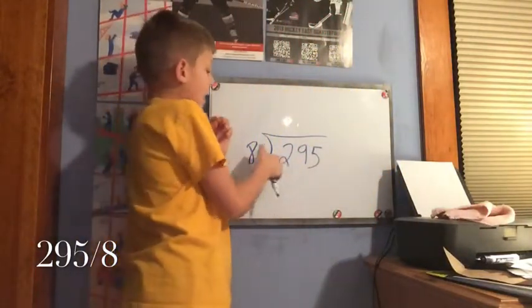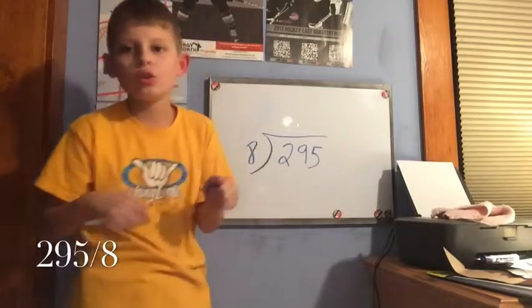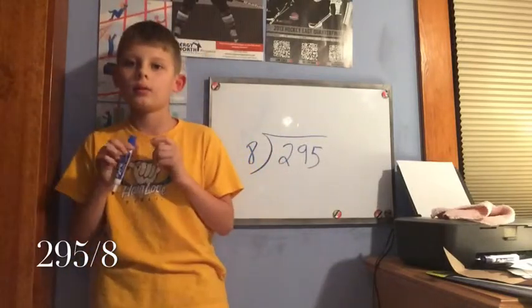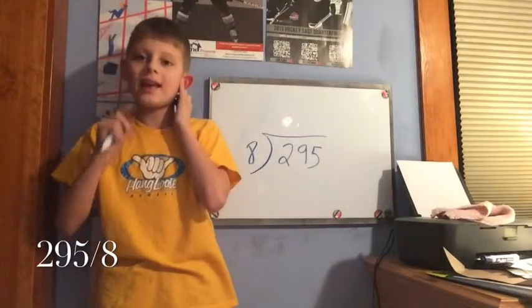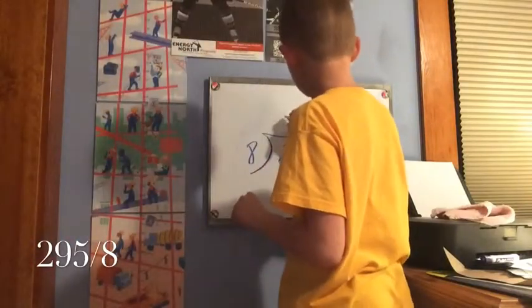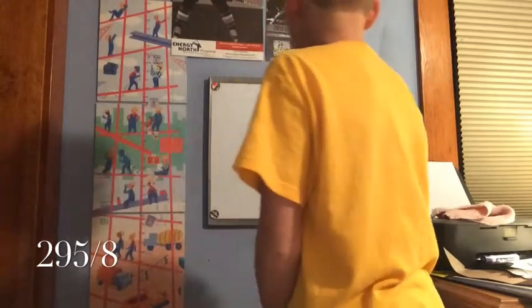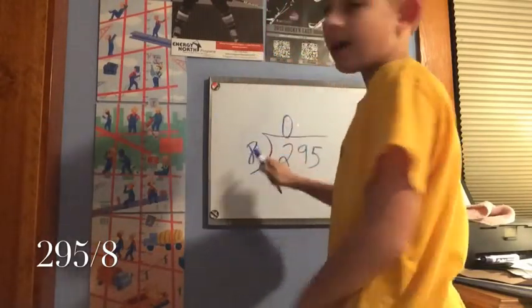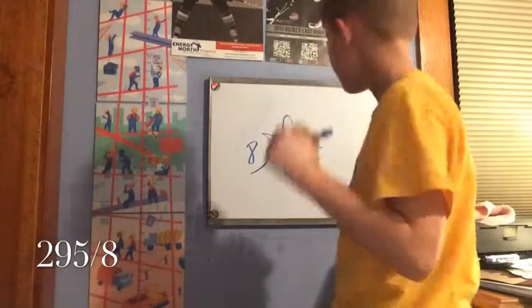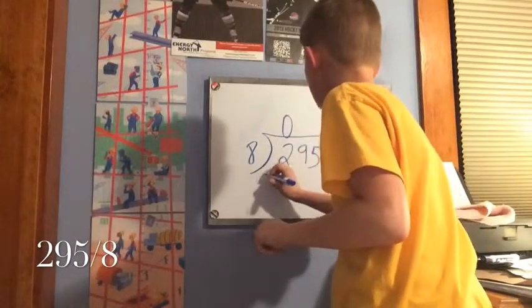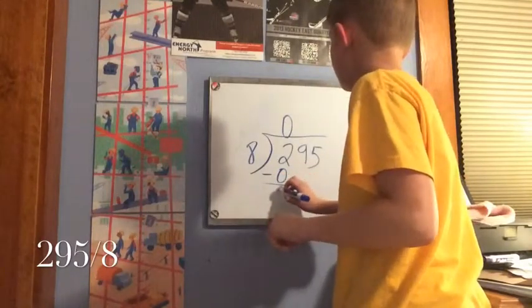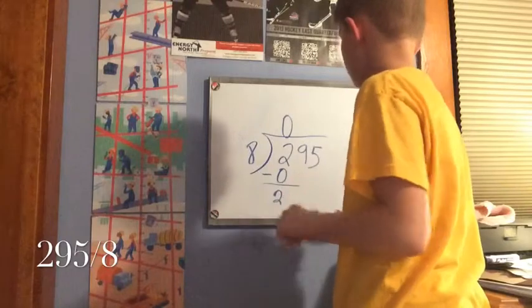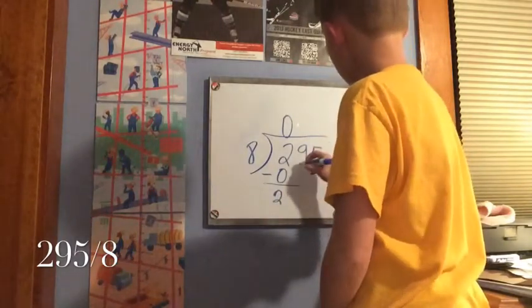This 2, we say 8 goes into 2. How many 8's are in 2? There's 0, there's not any 8's. So we put 0 on top of the 2. Then 0 times 8 is 0, and 2 minus 0 is 2. And then we bring this number over to here.